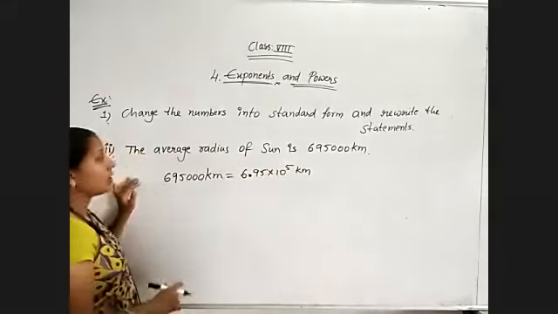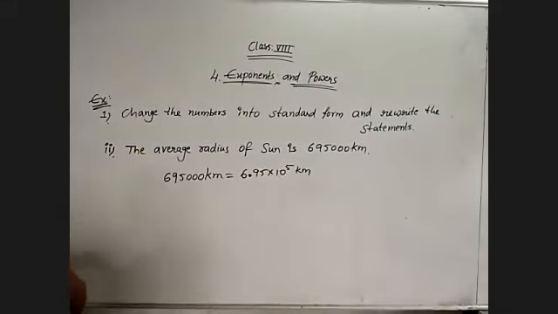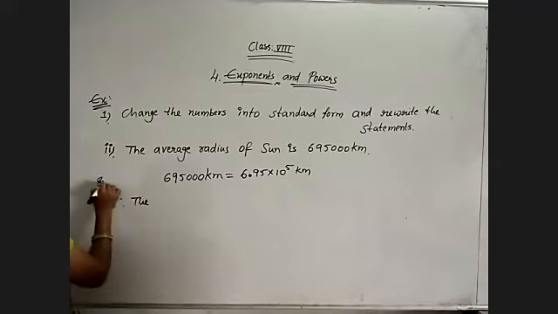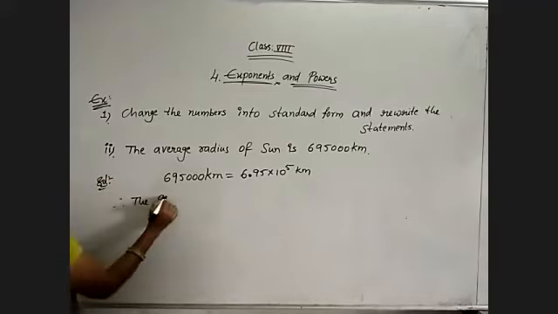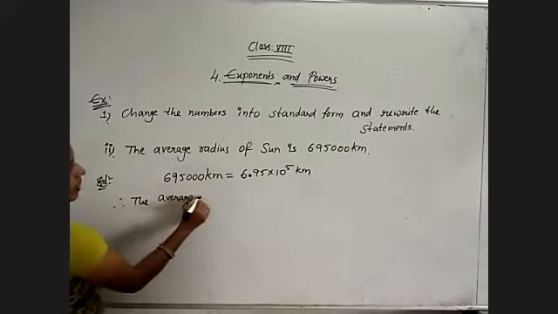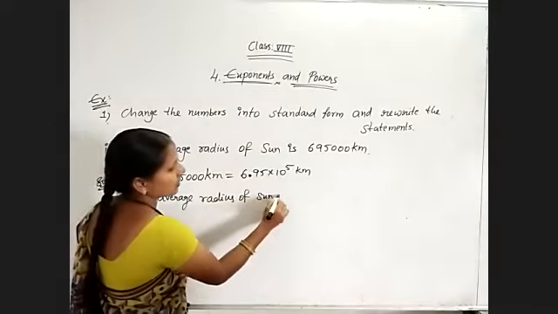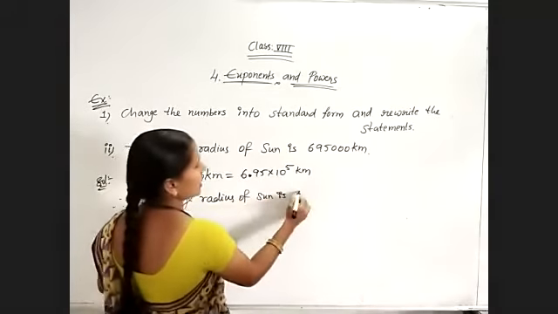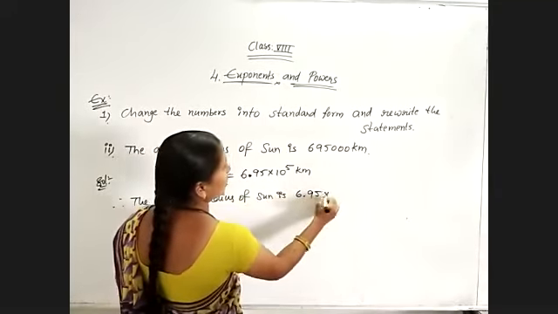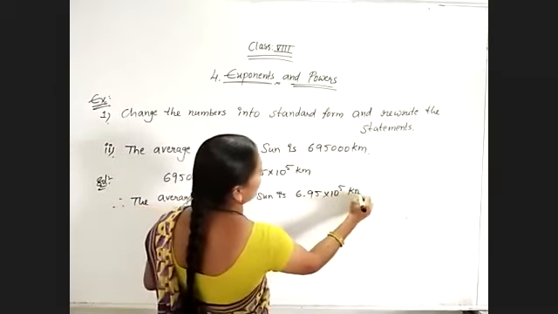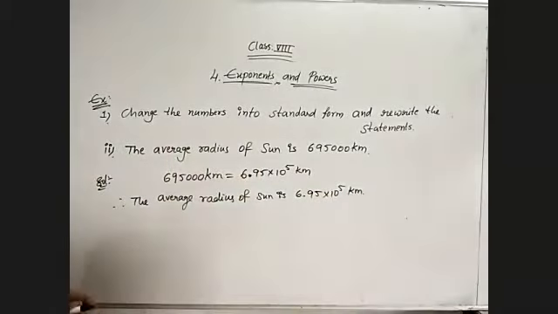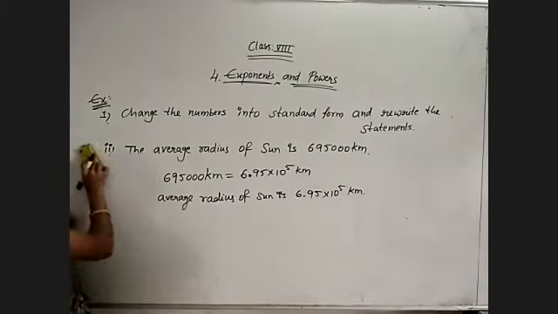That's all. Now rewrite the statement. Therefore, the average radius of the sun is 6.95 into 10 power 5 kilometers. That's it. Now coming to the third problem.